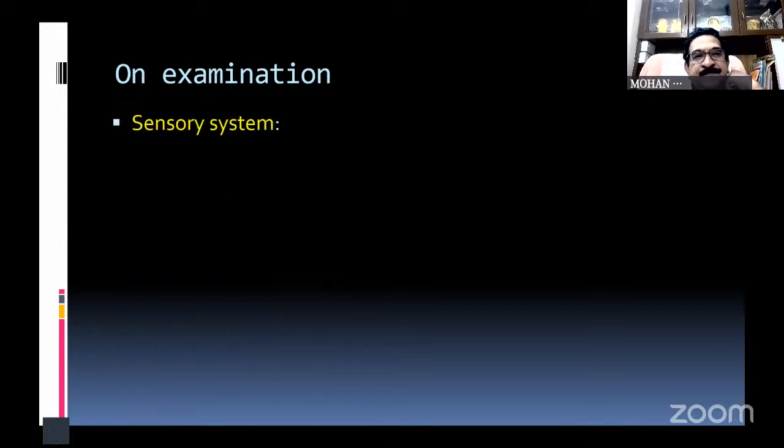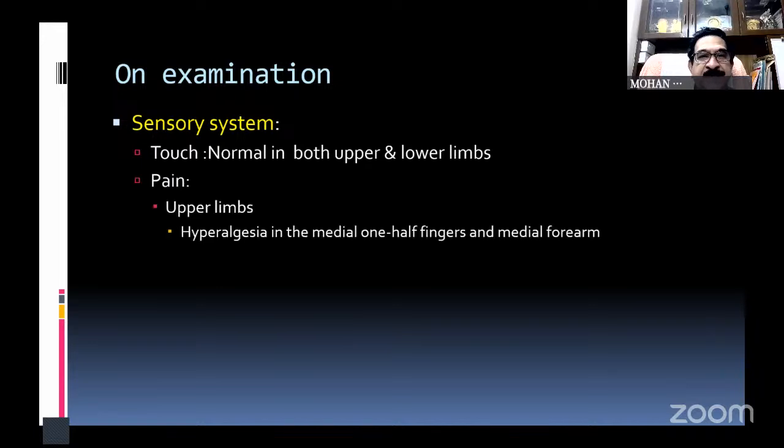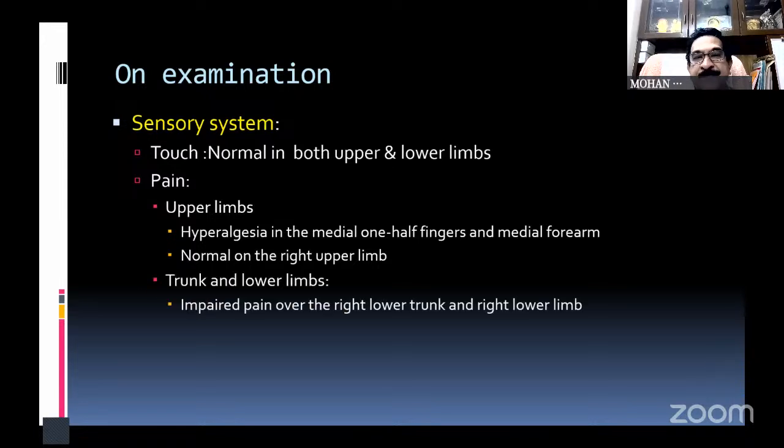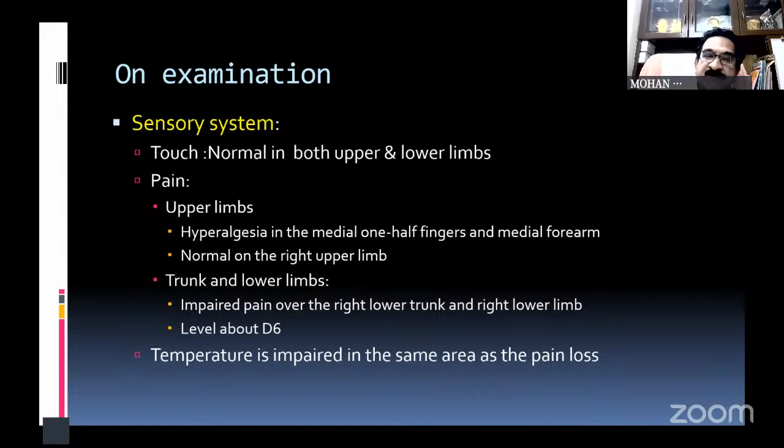Then sensory system: touch normal in both upper and lower limb. Pain, the upper limb, hyperalgesia in the medial one and a half fingers and medial forearm. Normal on the right upper limb. Trunk and lower limb, impaired pain over the entire right lower limb and lower trunk. Level is about D6 on the right side. Temperature also impaired in the same area as the pain loss.